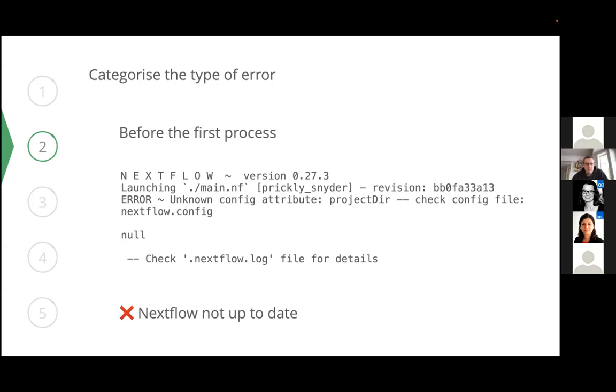So here, this is a very obvious one. Unknown config attribute project dir. So Nextflow found something in a config which it doesn't recognize. The reason is that this particular attribute is only available in more recent versions of Nextflow. You can see at the top that this is running 0.27.3, which is years old now. So not very surprising. Nextflow isn't up to date. Use a newer version and it should work. This is very obvious. This happens right away. You've only got a couple of lines of output here.